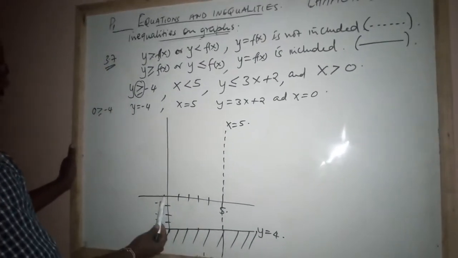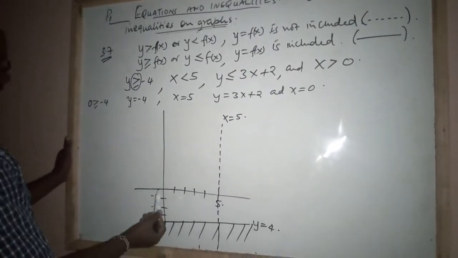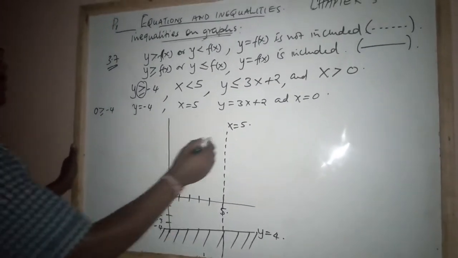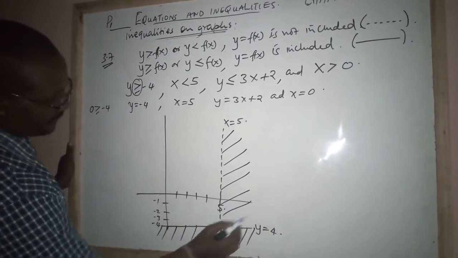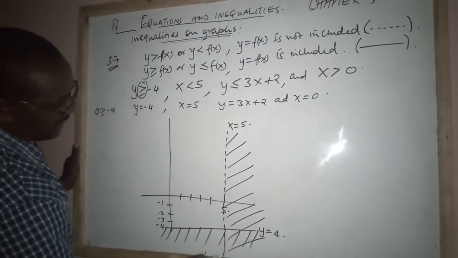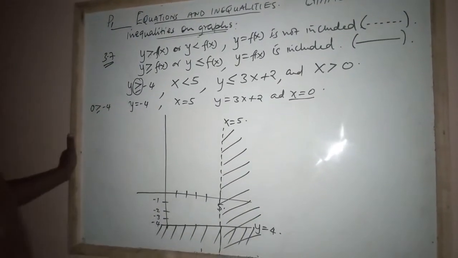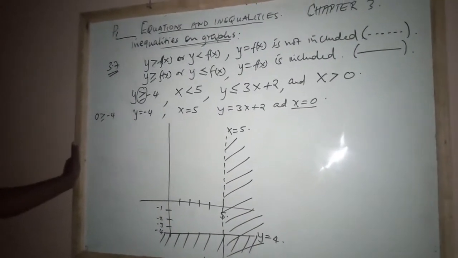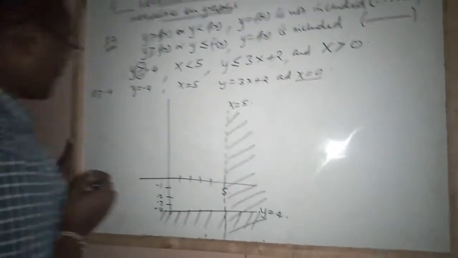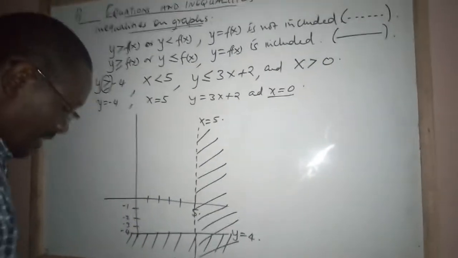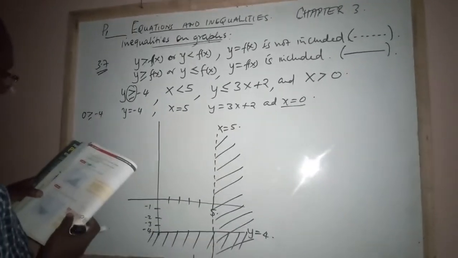If we take x to be 0, 0 is less than 5, and 0 happens to be in the wanted region, so we shade the unwanted region again. Let's first of all deal with x is equal to 0, because x should be greater than 0. We are talking about x being greater than 0.